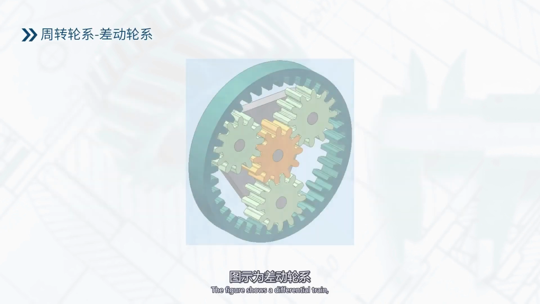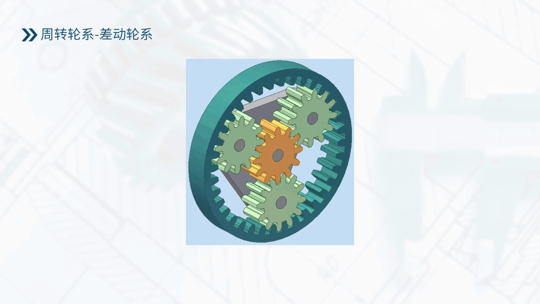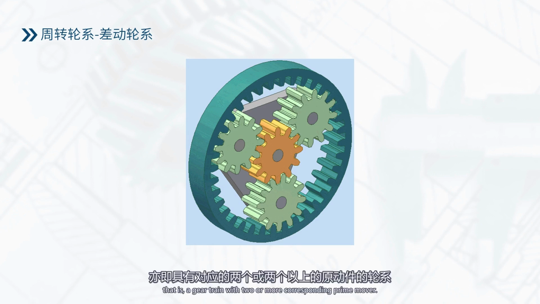The figure shows a differential train, which is a type of epicyclic train. A differential train refers to a gear train with two or more degrees of freedom, that is, a gear train with two or more corresponding prime movers. The prime mover can be composed of gears or rods.